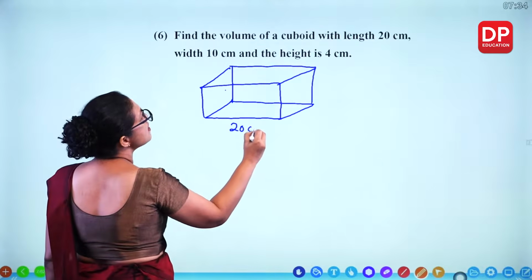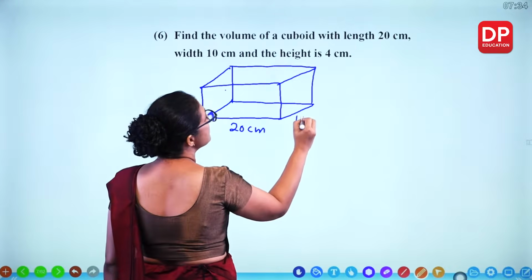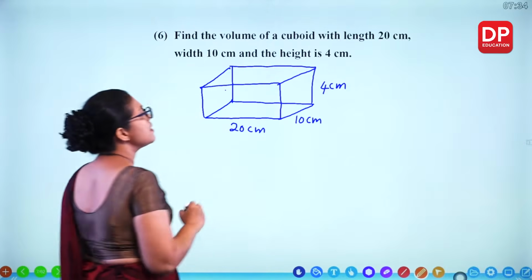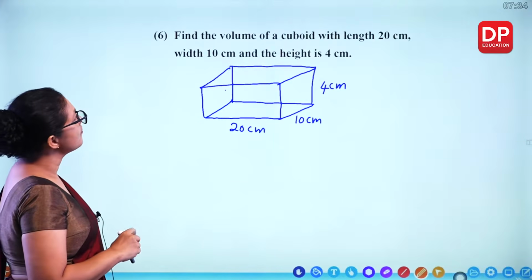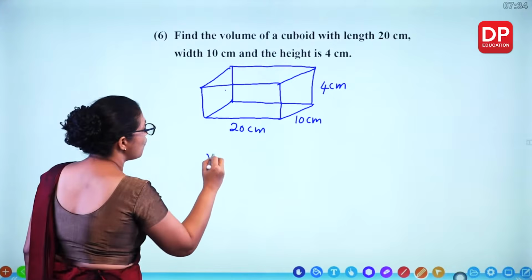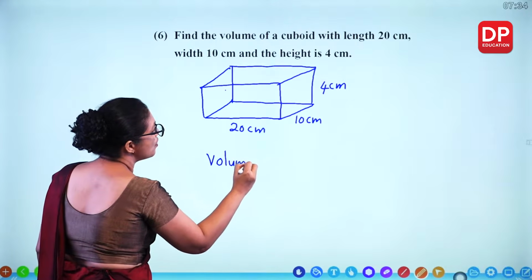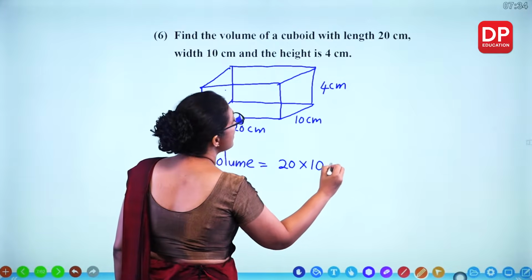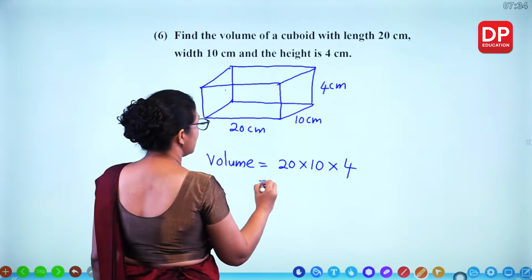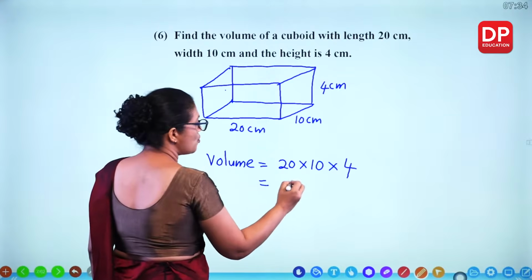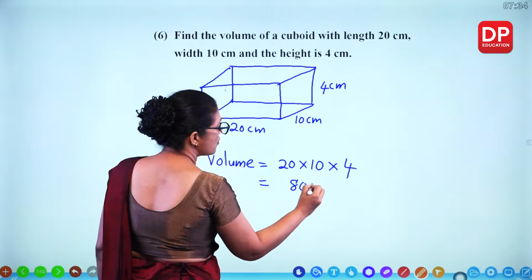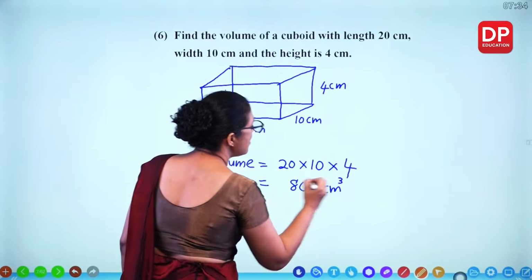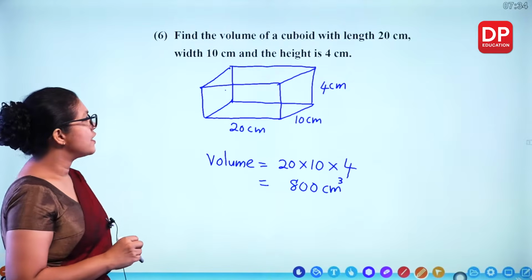Length is 20 centimeters, width is 10 centimeters and height is 4 centimeters. So what's the volume? Volume is equal to length times width times height. 4 times 2 is 8, and 2 zeros. 800 cubic centimeters is the volume of this cuboid.